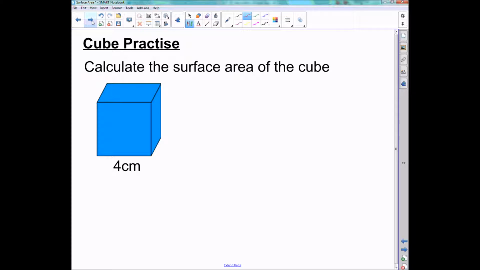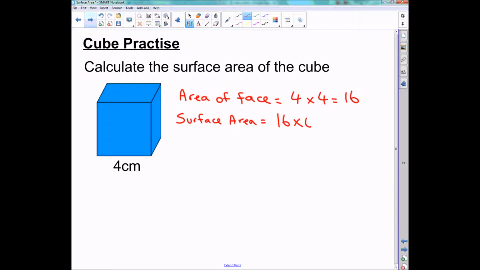Okay, so just like my example, I need to find the area of one face. And because it's a cube, that is just going to be 4 multiplied by itself. 4 times 4, which is 16. Now to find the surface area, if you remember there are 6 faces, so the surface area is going to be the area of one face, which is 16, multiplied by 6 to get the area of all of those 6 faces. And that is 96 centimeters squared.